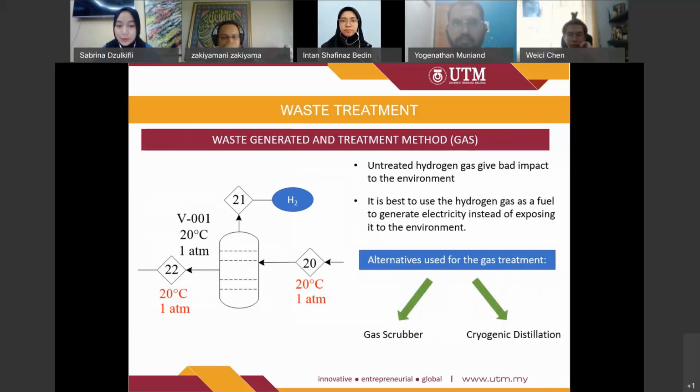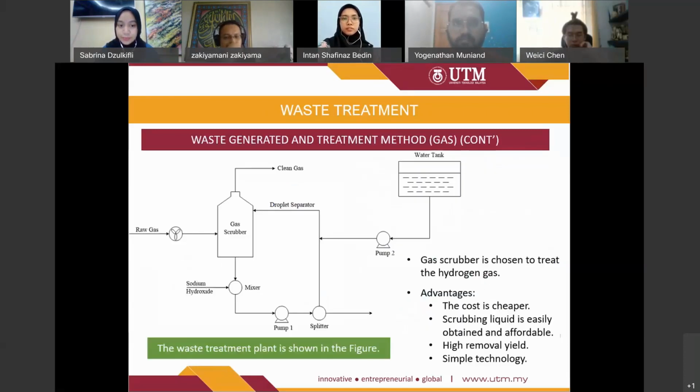The hydrogen gas produced from the process contains some chlorine gas, making the purity of the hydrogen decrease and will also decrease the efficiency of fuel cell. Therefore, the alternative used to treat the gas is either using gas scrubber or cryogenic distillation. Gas scrubber is chosen to treat the hydrogen gas as it is cheaper. The scrubbing liquid is easily obtained and affordable, high removal yield, and simple technology.